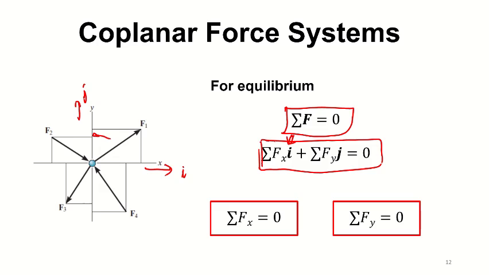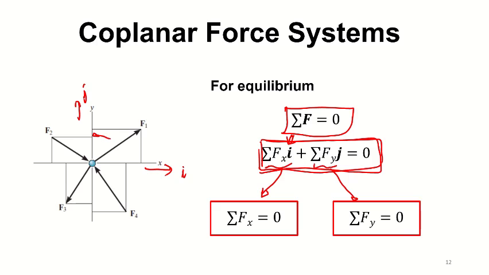If this equation is to be equal to 0, we know that sigma Fx should separately equal 0, and sigma Fy should separately equal 0. So these are the equilibrium equations that we can use to solve the equilibrium of a particle.